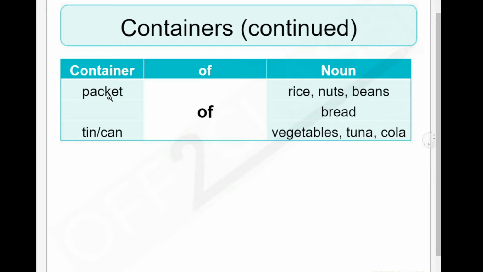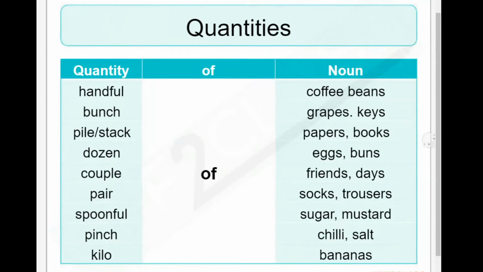So what comes in a packet? And remember what form bread comes in? In a loaf, right? Or sometimes in a bag. If you have many different pieces of bread in a bag, then it can be in a bag. Okay? And what comes in a can? Very good. Excellent. Now we move on to quantities.